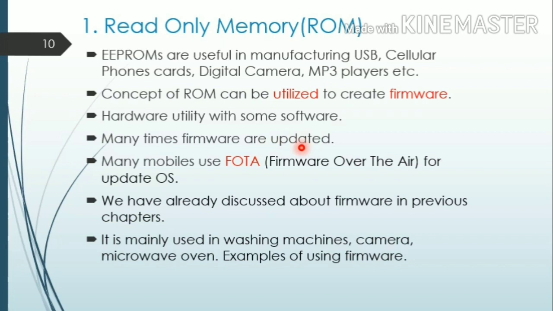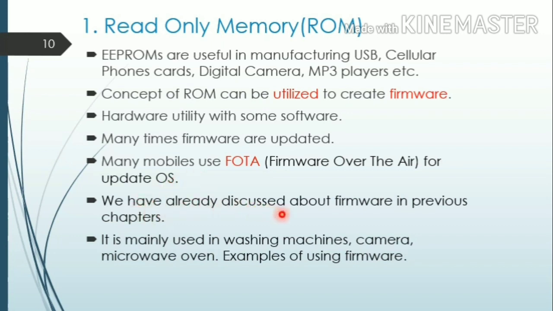Now many times firmware is updated. I already discussed in a previous slide that a mobile OS is also called firmware, so it can be updated. Many times mobiles use FOTA, firmware over the air, to update the OS. OS in the sense, whatever OS your mobile has, generally we all find Android. That Android software is an OS for mobiles, which can be updated over time.